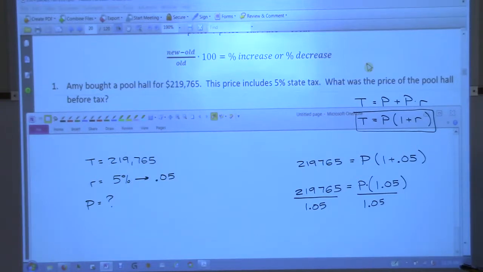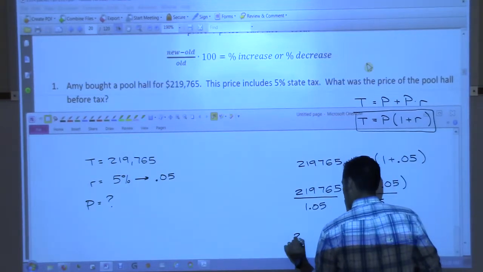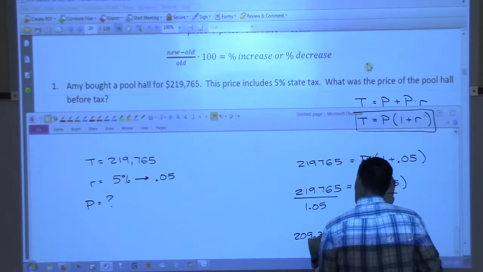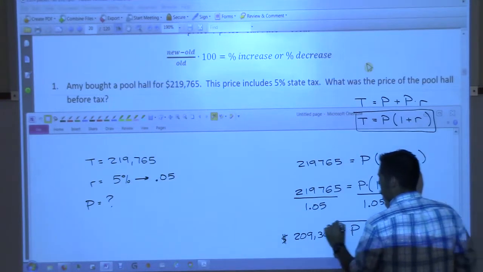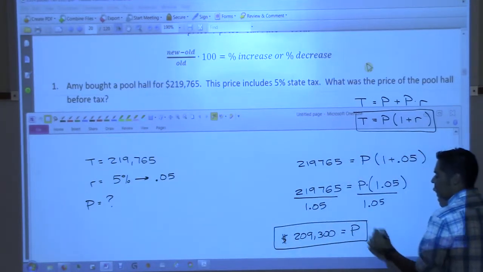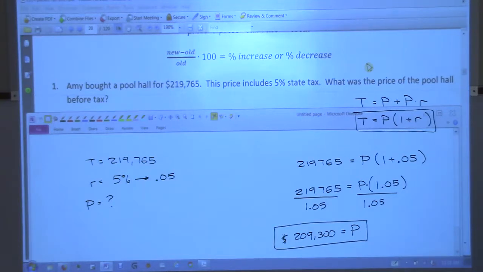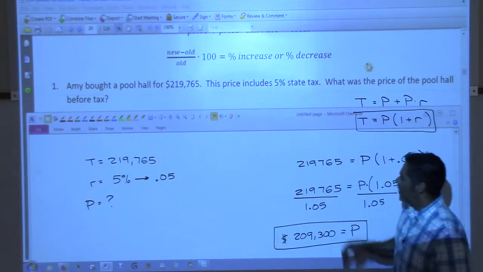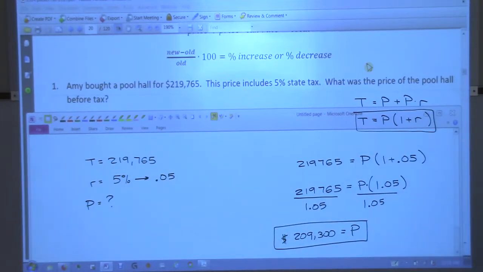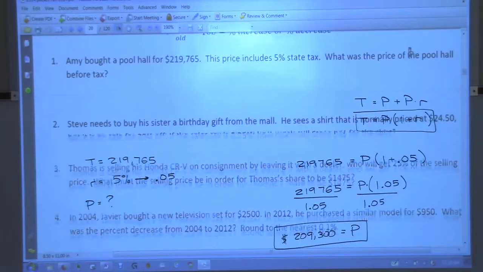All right, so you take that 219,765 and divide it by 1.05, and we get 209,300 is the price, and this is dollars, right? So that was the price that whoever sold the pool hall had listed. Amy bought it. She paid the state tax, and wound up having to pay 219,765. All right, questions? All right, let's move to the next one.